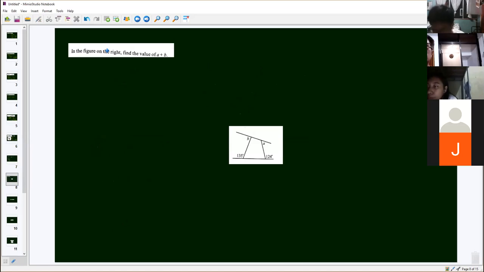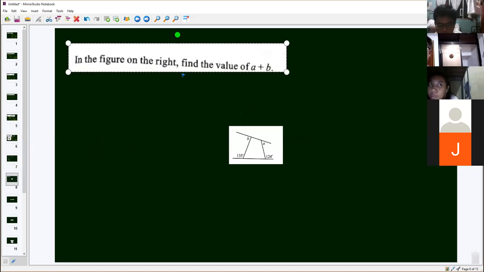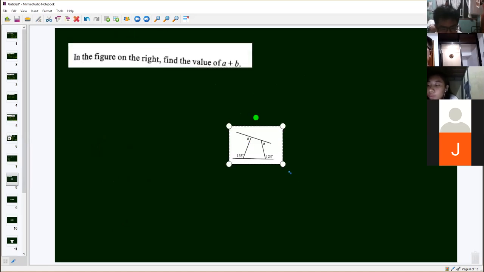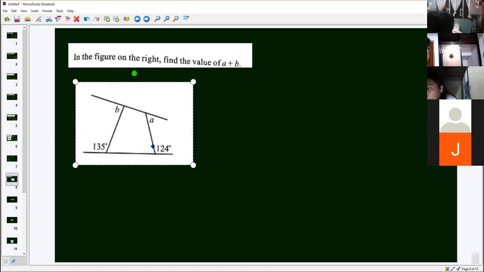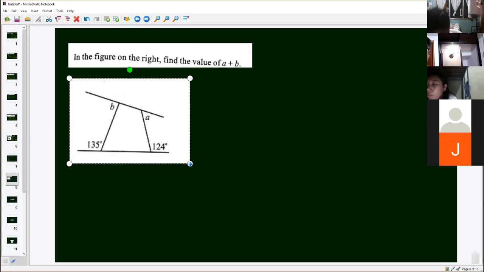So in the figure, find the value of A plus B, and the figure is very simple, guys. Go. You can get that in 15 seconds, especially Quaresma. But the answer is wrong.